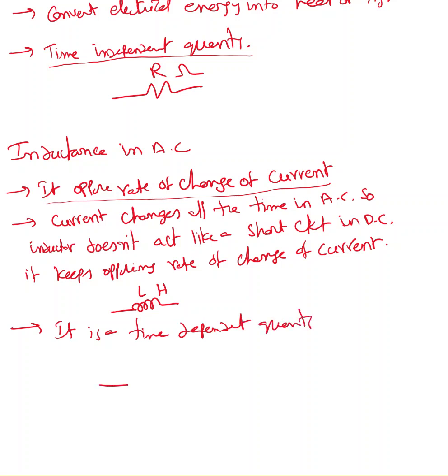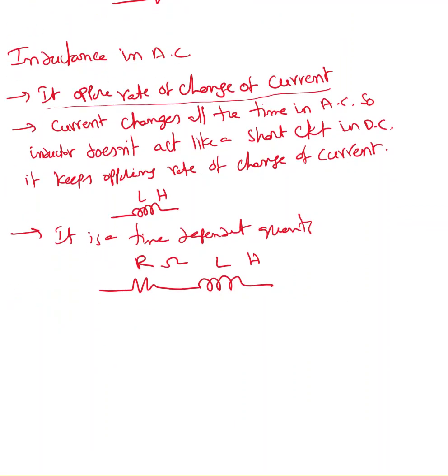Now if I have a resistor in series with an inductor, R and L, this is in ohm, this is in Henry, can we add them? We cannot add them when there are two different quantities. What I'm going to do here is convert this time dependent quantity L into a time independent quantity. When I convert that into a time independent quantity, we call that inductive reactance. Inductive reactance is when inductance is converted into resistance.